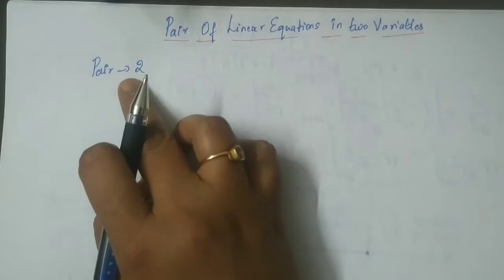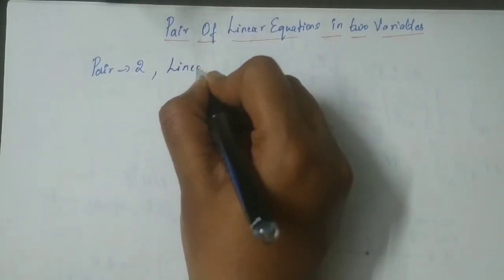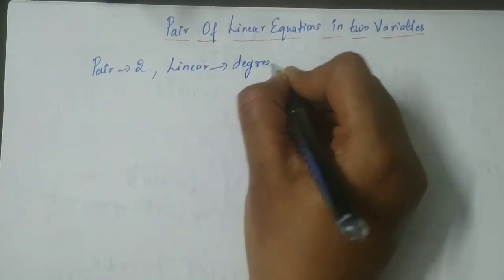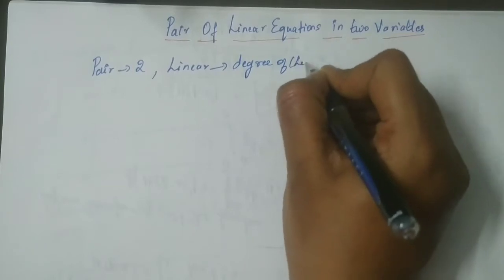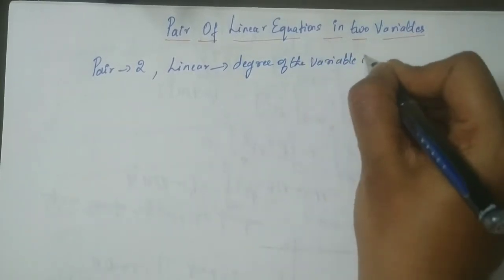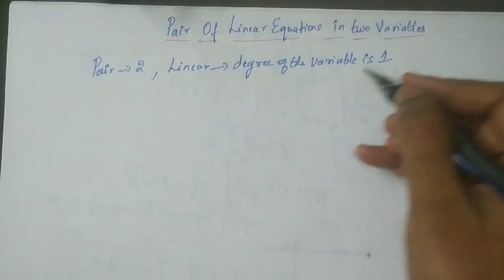Next, the word is linear. Linear means the variable power will always be 1. Such type of expression or an equation will turn out to be linear. The degree of the variable is always 1. Such type of equations are called linear.